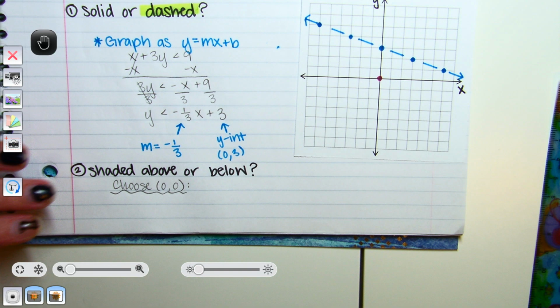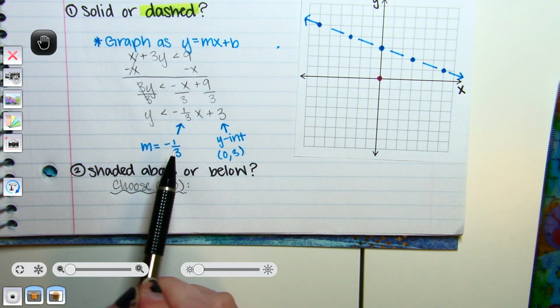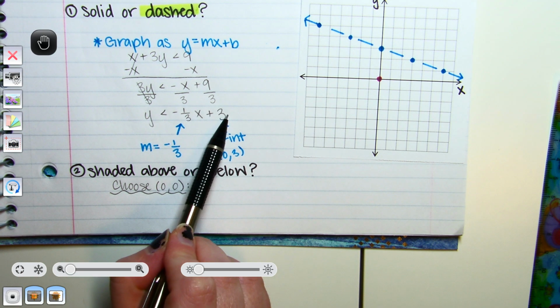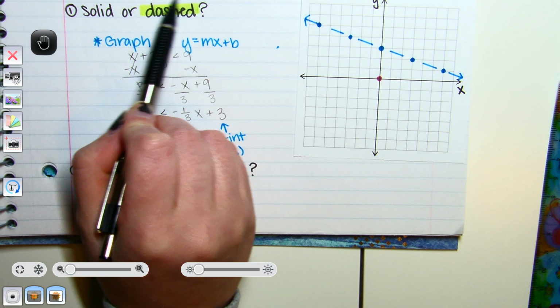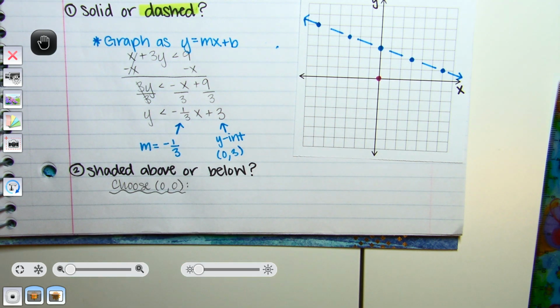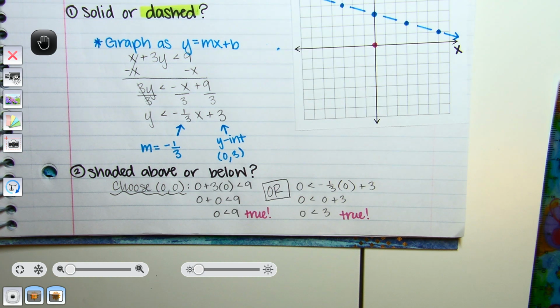Now you can either plug it into this one, how it's written in slope-intercept form, or you can plug it into this one that's written in standard form, your choice. I want you to go ahead and push pause, plug in your point, and then push play when you're ready to check your answer.